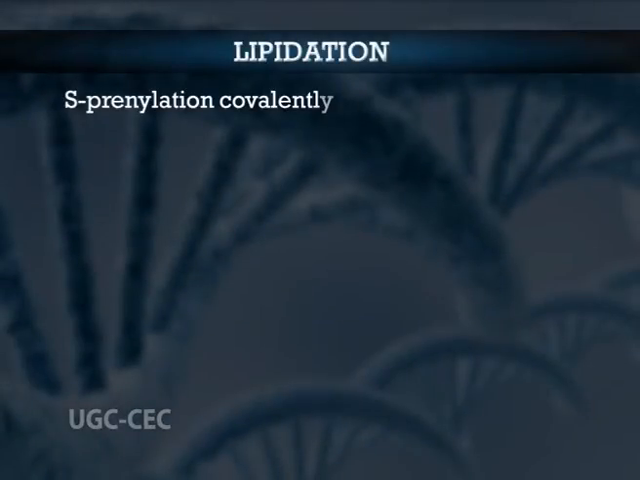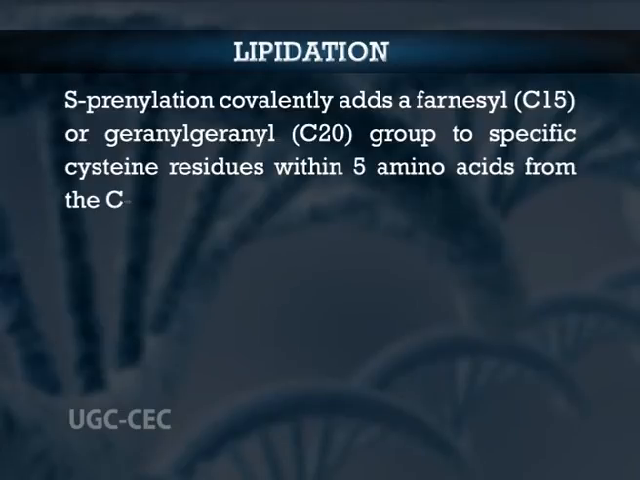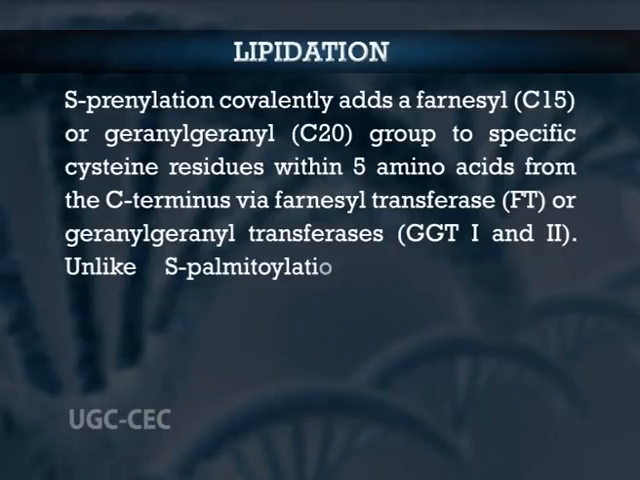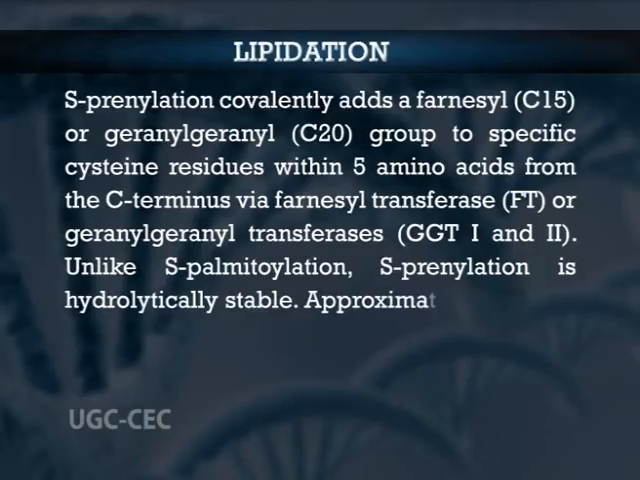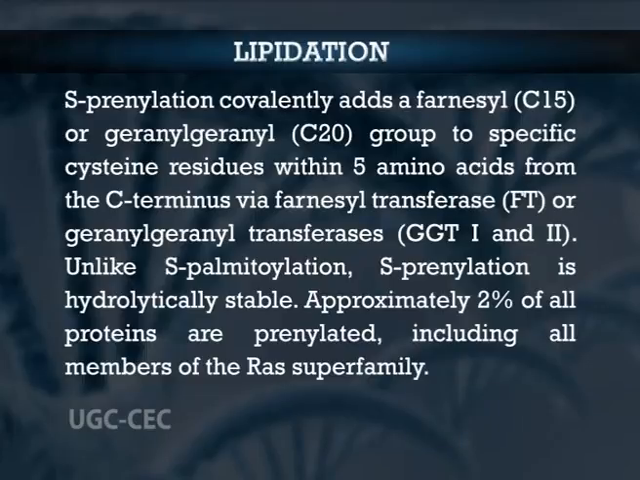S-prenylation covalently adds a farnesyl C15 or geranylgeranyl C20 group to specific cysteine residues within 5 amino acids from the C-terminus via farnesyl transferases, also referred to as FT, or geranylgeranyl transferases, GGT1 and GGT2. Unlike S-palmitoylation, S-prenylation is hydrolytically stable. Approximately 2% of all proteins are prenylated, including all members of the RAS superfamily.